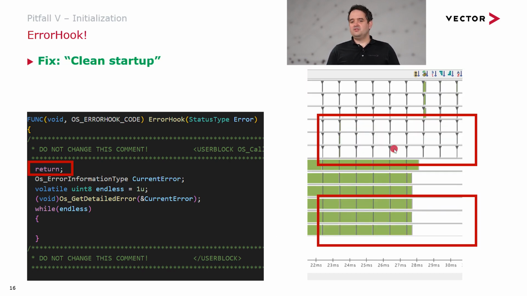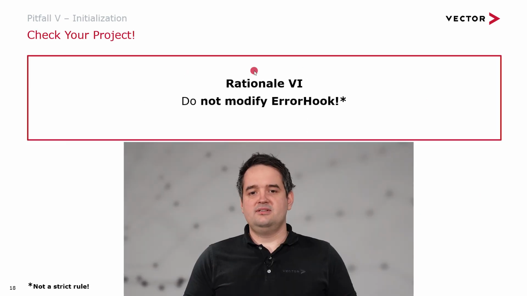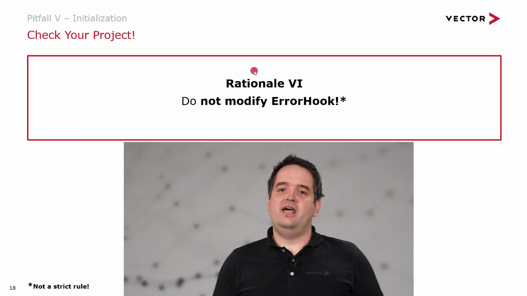So you see, by simply returning from the error hook routine, my system is back up and running again, and I fixed a clean startup now and can work on my project. Stop. Please don't do this and include it in your project. Do not directly return from your error hook routine. This is an insurance that you will face an escalation in the upcoming project phase. What happened? Do not modify the error hook.